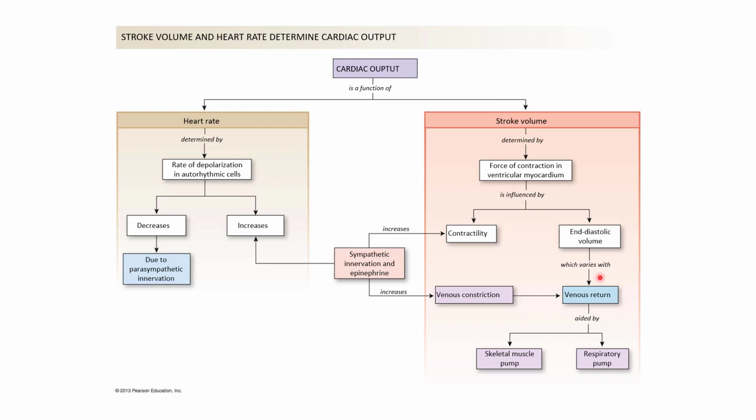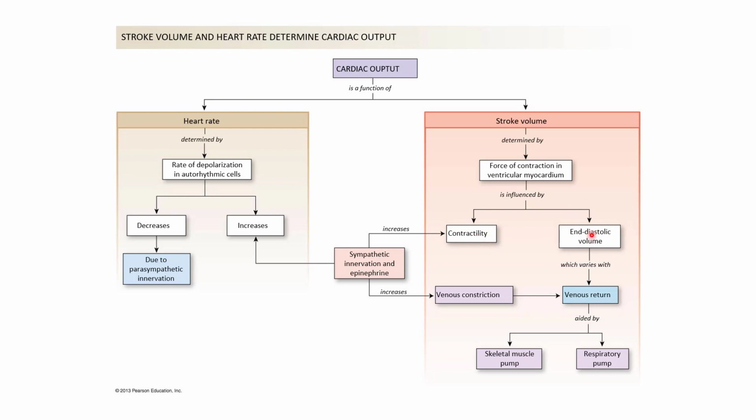On the stroke volume side, now we're talking about the force of contraction in the myocardium. Two things make up that force. One is contractility. The other is the amount of blood that ends up in the heart, so the end diastolic volume. We talked about contractility. What increases contractility? Well, sympathetic innervation or inotropic agents can increase the contractility of the heart, making it beat a little bit stronger.